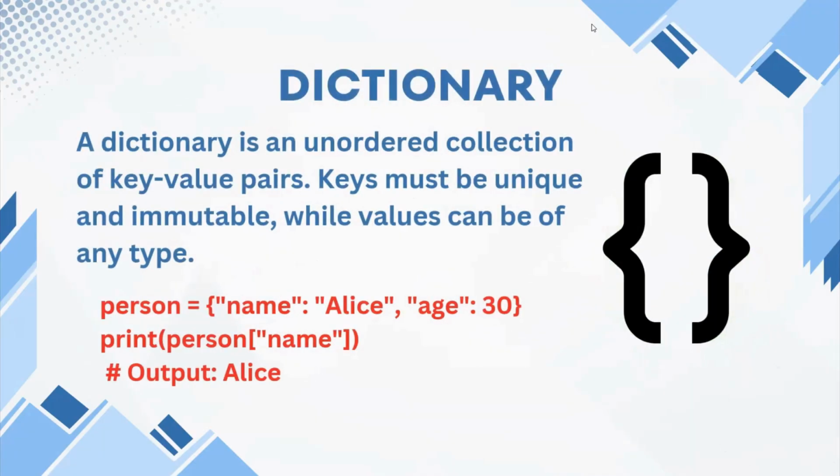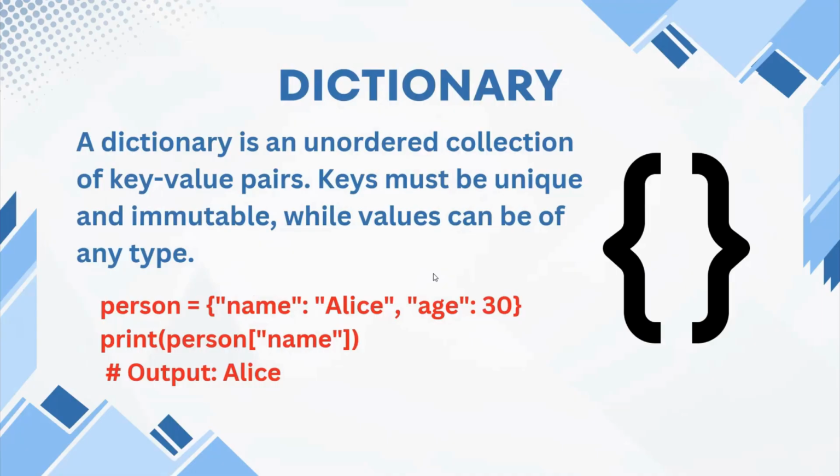Next, we have the dictionary data type, which uses curly brackets. A dictionary is an unordered collection of key value pairs. A dictionary always comes with key value pairs. A key must be unique and immutable, while values can be of any type. For example, here name is a key and the name of a person is its value.